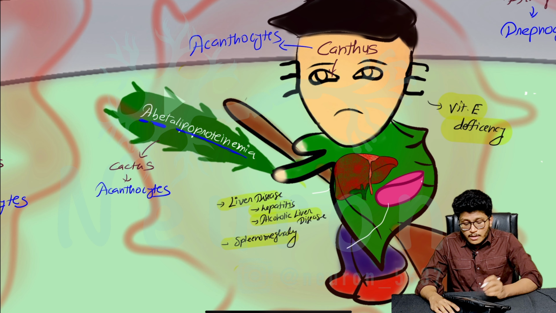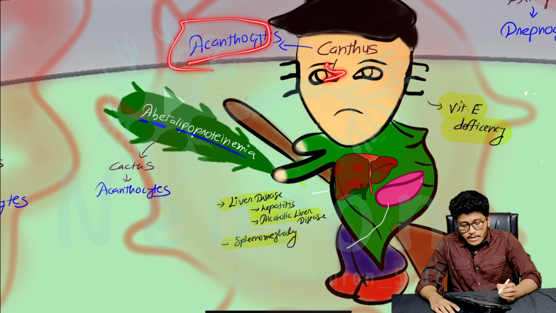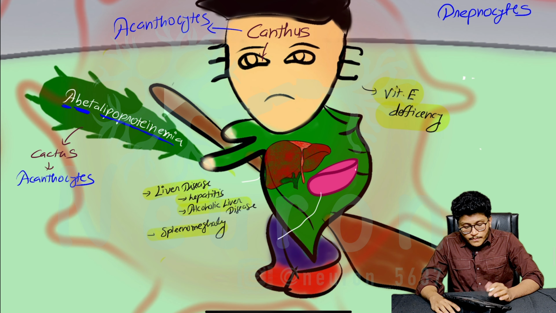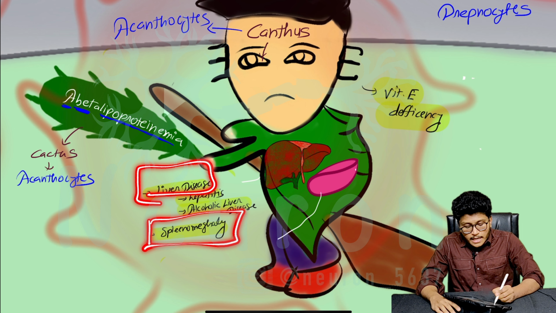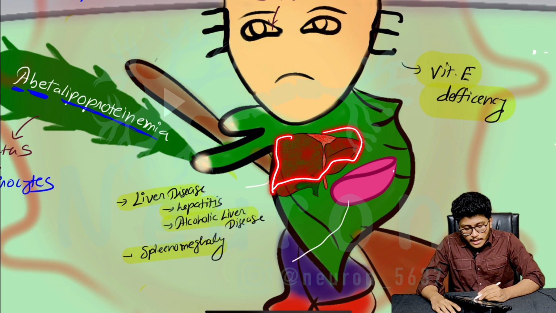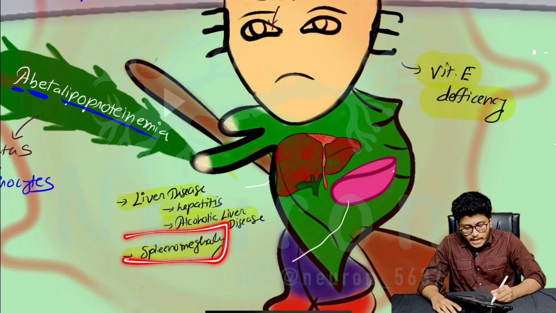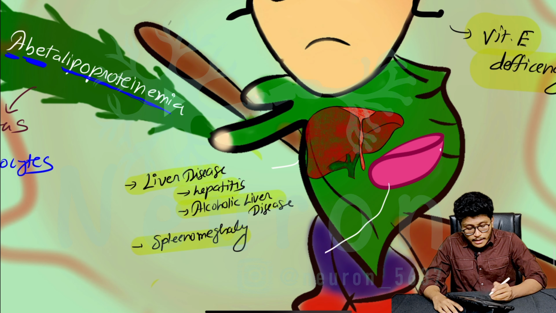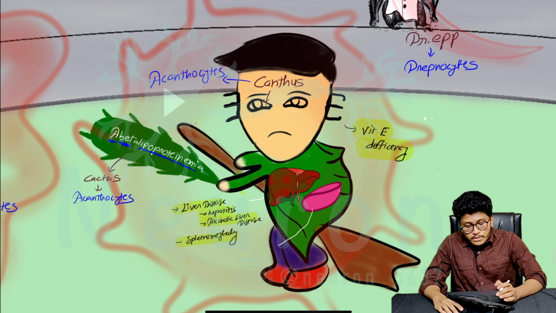And if you can't remember acanthocytes by canthus, you can remember by cactus. So there are two tricks here. Also in liver disease and splenomegaly, you can have these acanthocytes. So this is a liver and this is a spleen. The spleen is bigger in size. So if you have splenomegaly, acanthocytes can be seen in your blood. And hepatitis and alcoholic liver disease, these two conditions also cause acanthocytosis, and you can see acanthocytes in the bloodstream.